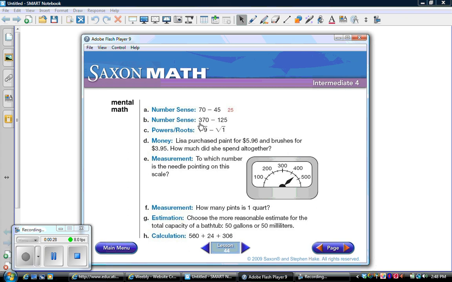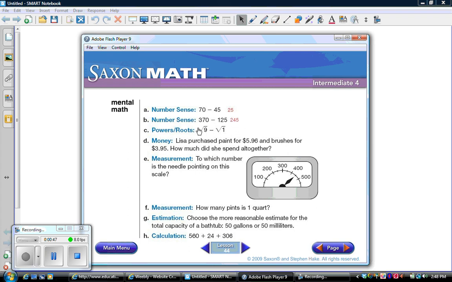I'm going to think, let's do hundreds first. 300 minus 100, that gets me down to 200. Now, 70 minus 20 would be 50. And take away 5 more, and you've got 245.